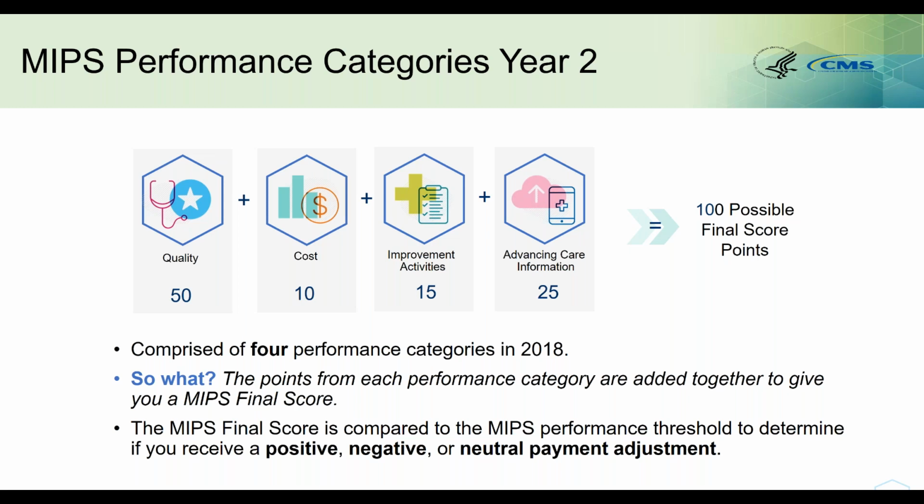What you see here is called advancing care information. This is the old meaningful use. Surprise, we have a new name, which is promoting interoperability, to really show that the focus of our requirements around use of health IT is really about interoperability. So we score clinicians on each of these categories, roll it up into a final score, and then payment gets adjusted up or down depending upon that final score. Next slide.